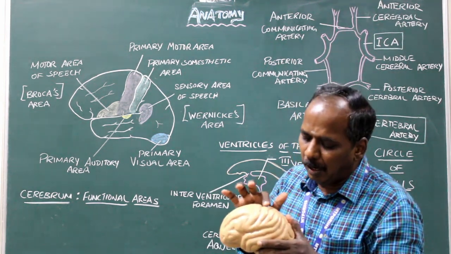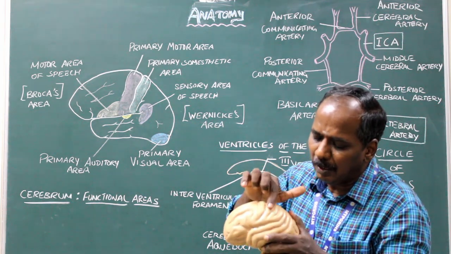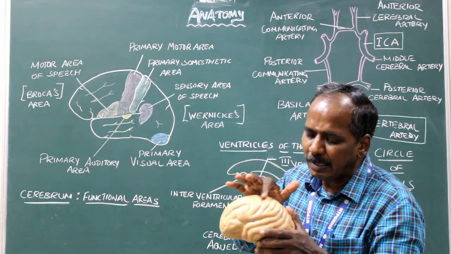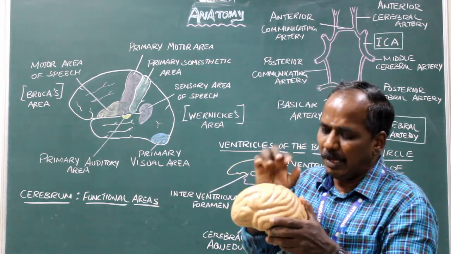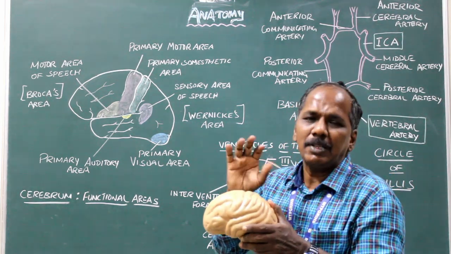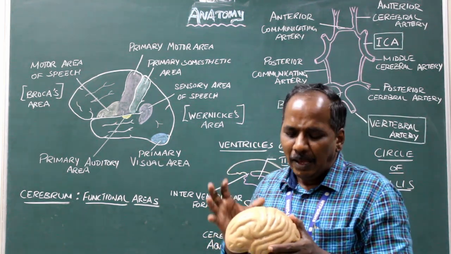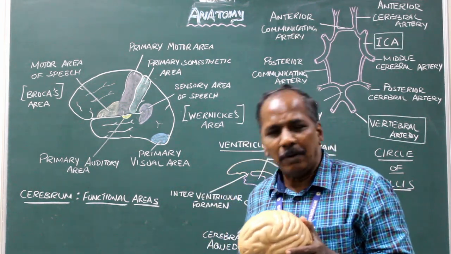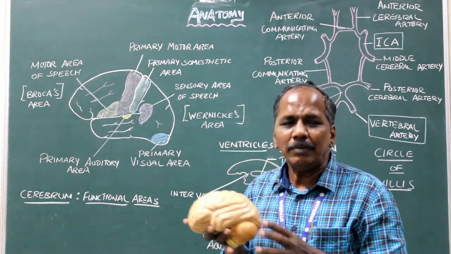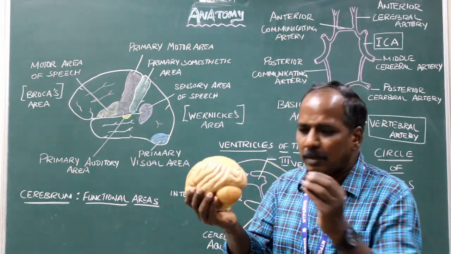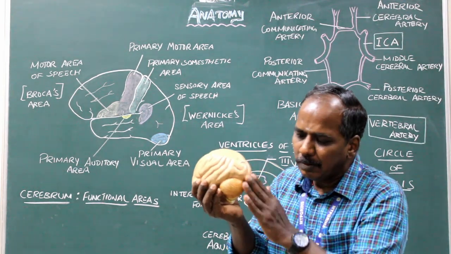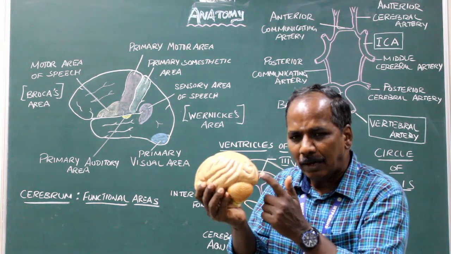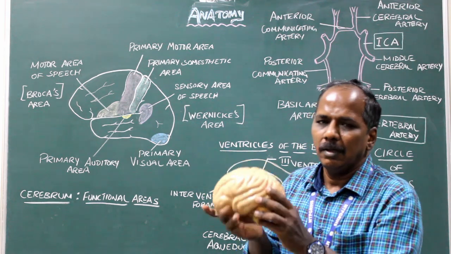Primary somesthetic area or primary sensory area. It is present in the post-central gyrus. Behind the central sulcus there is an elevation known as the post-central gyrus. It receives the sensation from one side of the body. Primary visual area. It is present in the occipital lobe near the occipital pole. This part near the occipital pole is where it is present.